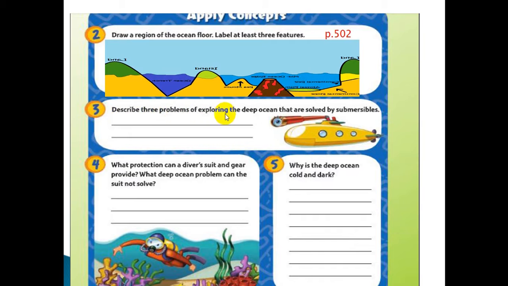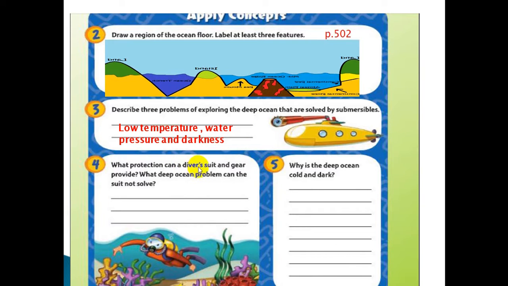Question 3. Describe 3 problems of exploring the deep ocean that are solved by submersibles. How do submersibles solve the problems? Which 3 problems do the submersibles solve? Yes, the low temperature, because as we said, down is very cold. Water pressure, the pressure of the water, and darkness, because as we said, they have flashlight.